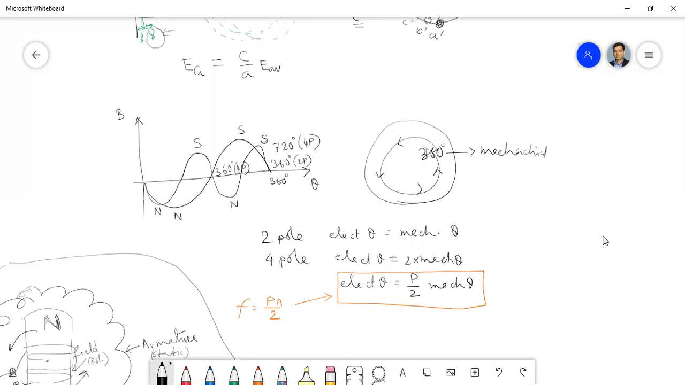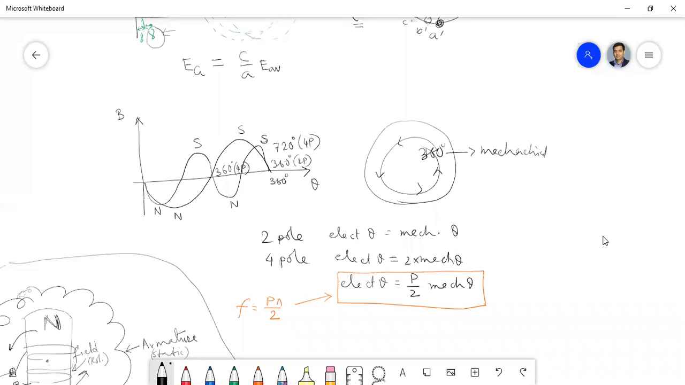The relation we established in the last class is that electrical angle equals P by 2 into mechanical angle. So this conversion totally depends on the number of poles. If the number of poles is 2, then there will be no difference between the electrical angle and mechanical angle. Remember, if the number of poles is 2, there is no difference between the mechanical angle and electrical angle.